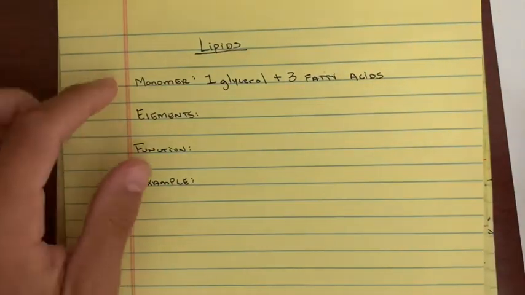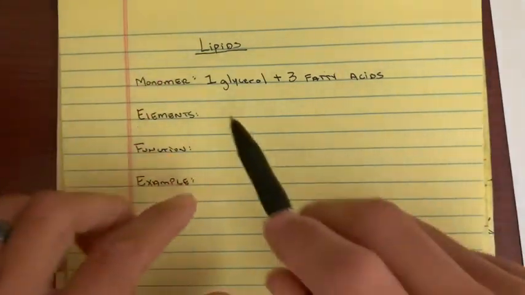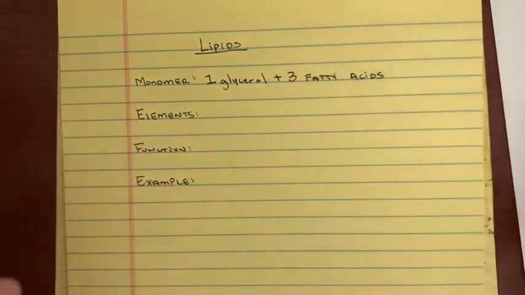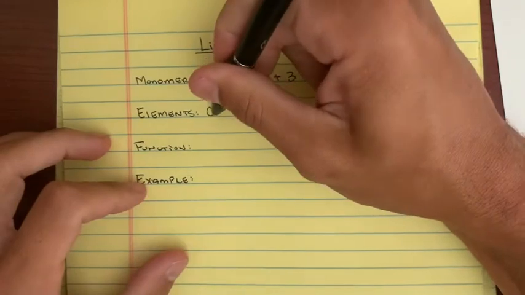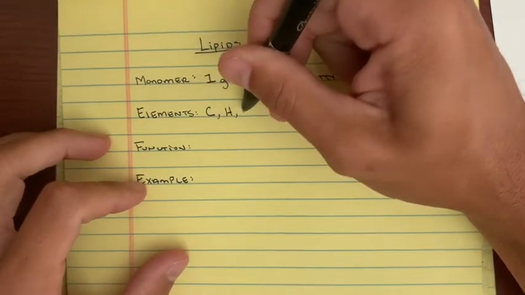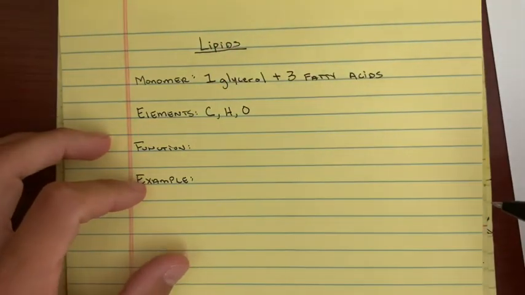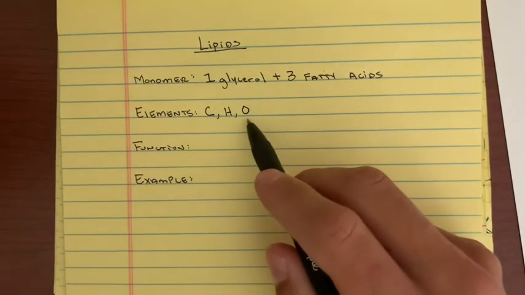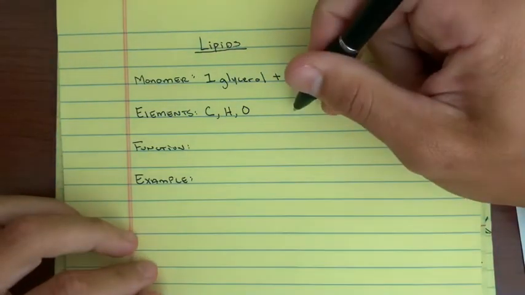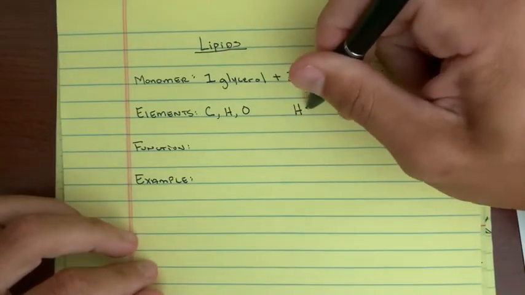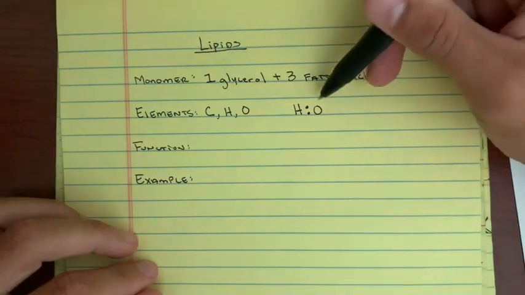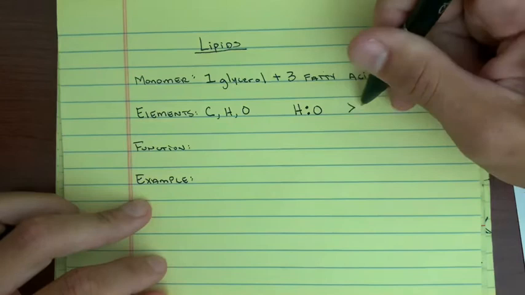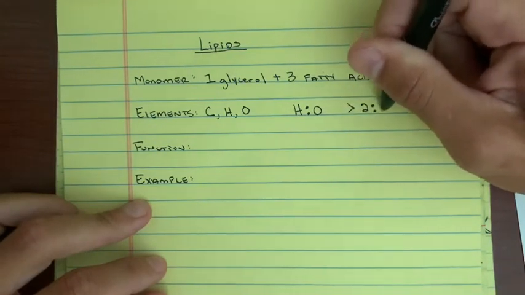Okay, and remember that's just the subunit of the lipid, so these create these monomers that will attach together. Okay, and the elements are actually the same as carbohydrate. It's carbon, like I said, is in every single one of them, hydrogen and oxygen. Only the difference this time is the hydrogen to oxygen ratio. Remember, those two mean ratio. The ratio is greater than 2-to-1.